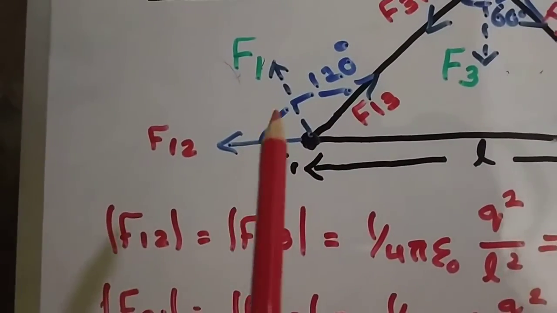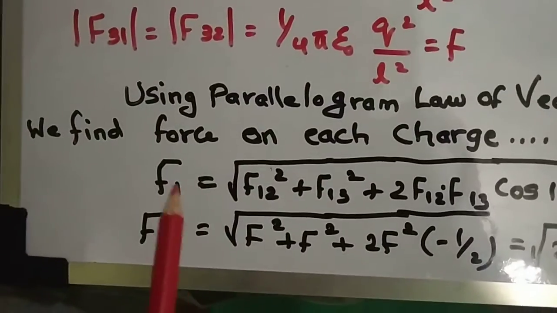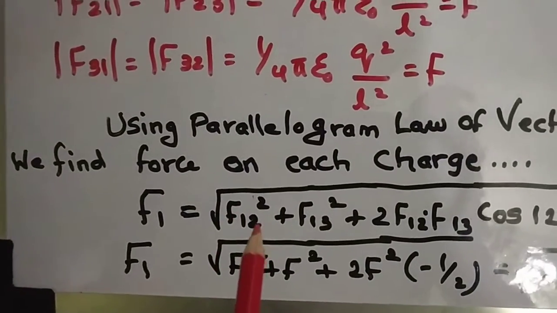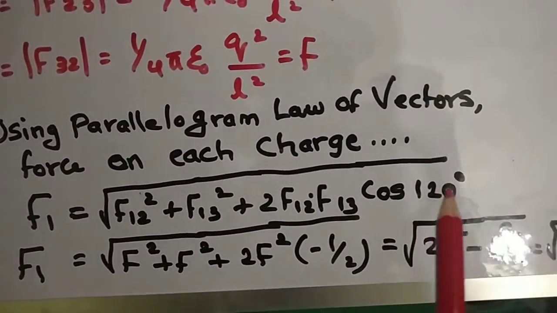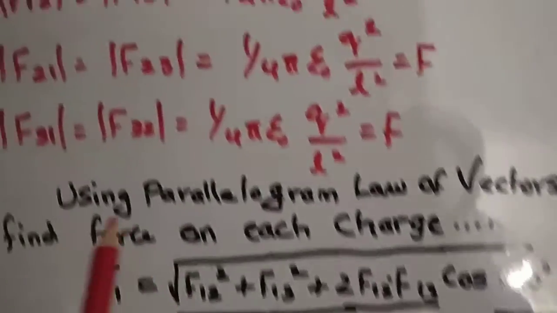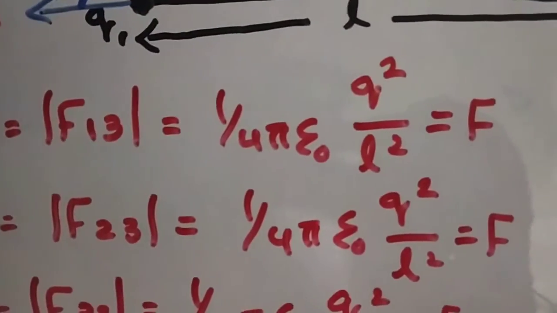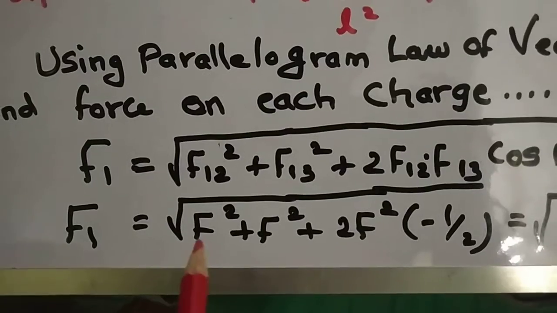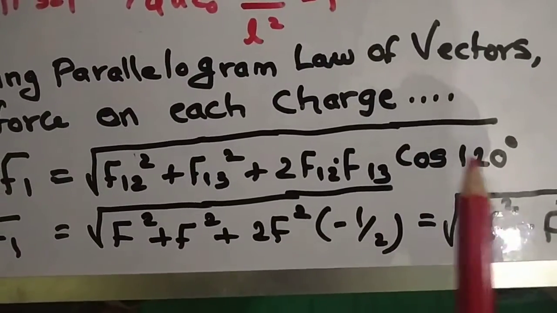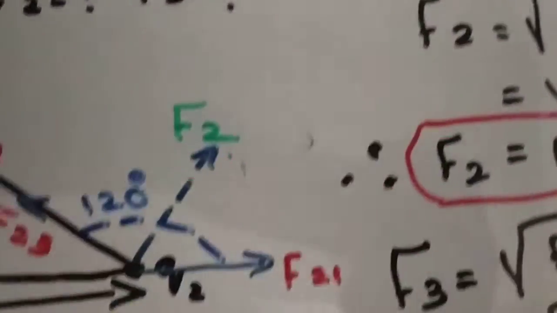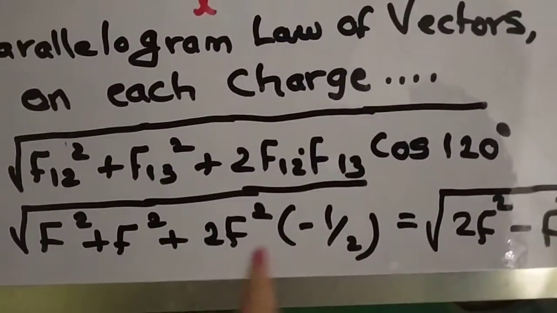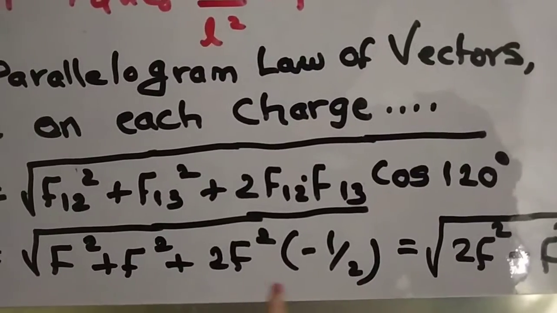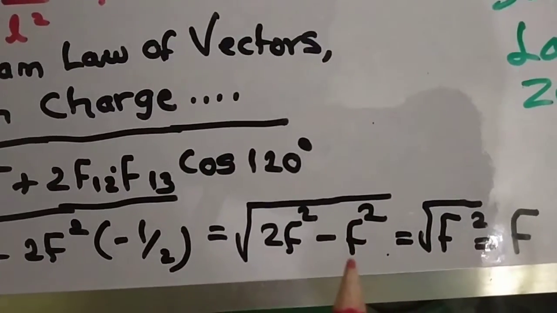So F1 is equal to the square root of F12 squared plus F13 squared plus 2 into F12 into F13 cos 120 degrees. We know that F12 equals F13 equals F. So F squared plus F squared plus 2F squared, since cos 120 degrees is equal to minus 1 by 2. So in place of cos 120 degrees, we are using minus 1 by 2. Cancelling this 2 and 2, we get 2F squared minus F squared, which is equal to the square root of F squared, which is equal to F.